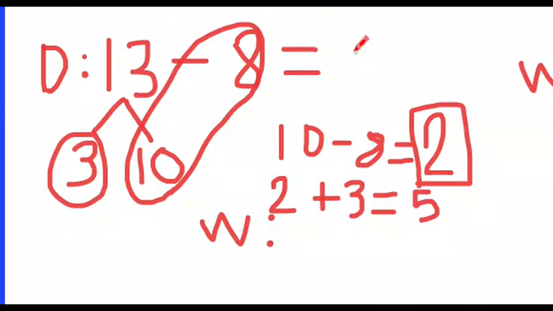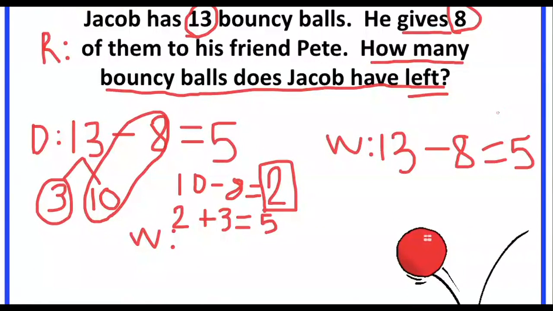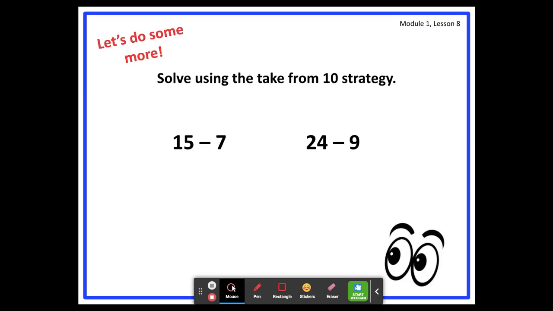Therefore, our answer to the problem is 5. 13 minus 8 equals 5. So what is the statement? The question asked, how many bouncy balls does Jacob have left? Jacob has 5 bouncy balls left. Great job. Now let's do some more.